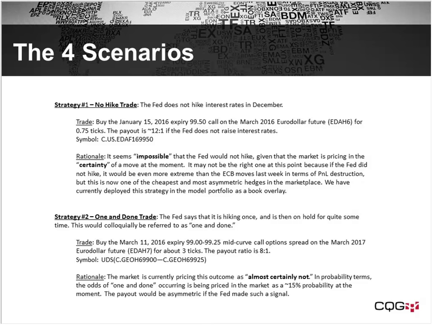And the rationale, going back to our probability matrix of the world that we live in of probably and probably not, is that it seems quote-unquote impossible that the Fed would not hike, given that the market's pricing in quote-unquote a certainty, as per our rate model, right, of a move at the moment. It may not be the right one at this point, because if the Fed didn't hike, it would be even more extreme than what we learned about earlier in the month with the European Central Bank in terms of P&L destruction, but it highlights exactly how asymmetric the setup is if they don't do that, right?